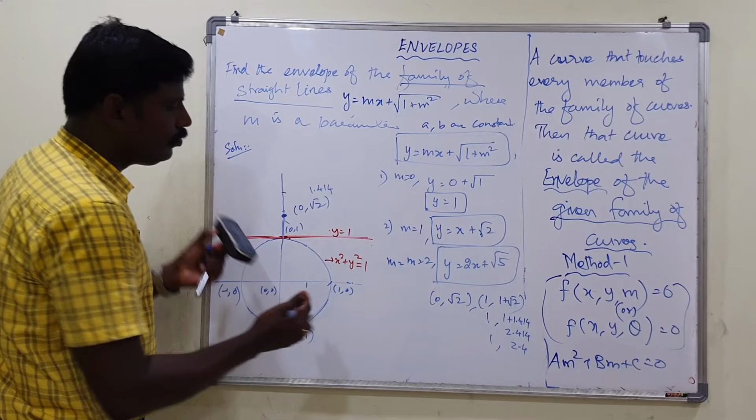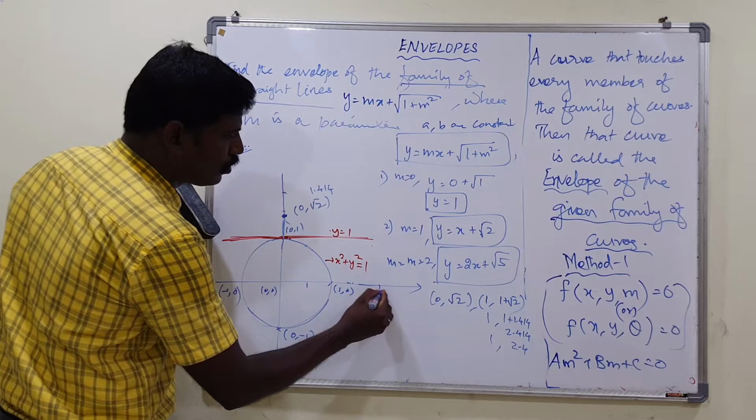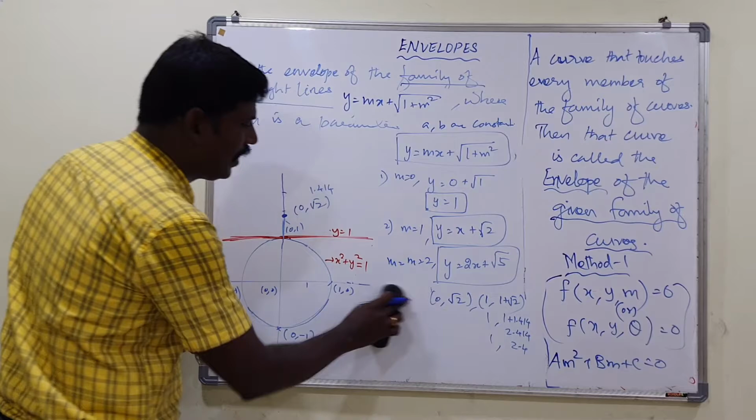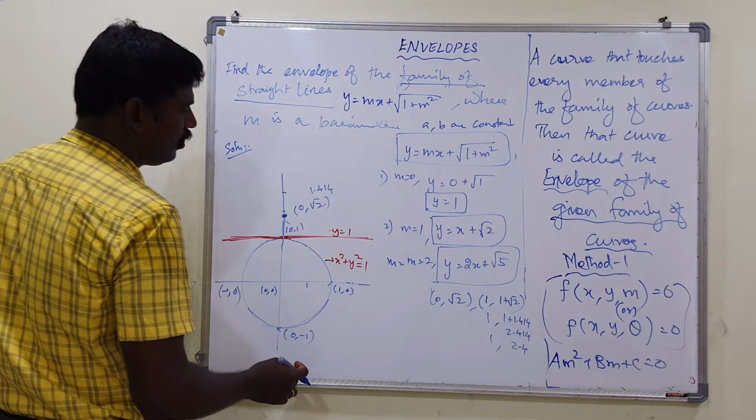This is 1. So the same distance you have to take. This is 2, this is 3. So this is 2.5, this is 2.4. So at 1 comma 2.4, isn't it? Sorry, again I'm mistaken. So take 1 unit in x-axis and 2.4 units in y-axis. Isn't it? The right one?